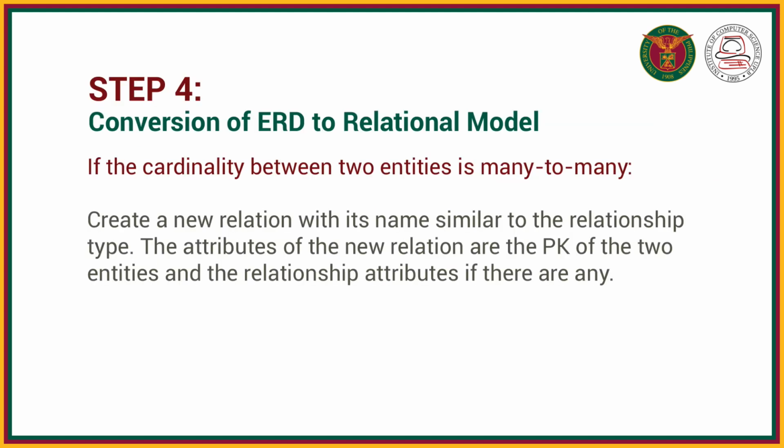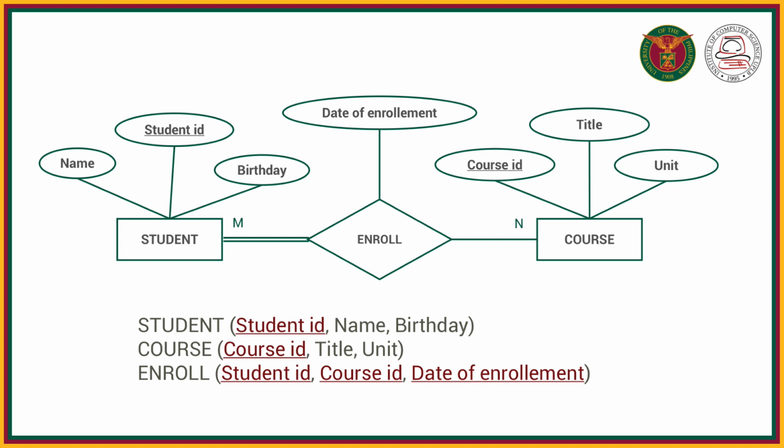Step 4. If the cardinality between two entities is many to many, a new relation is created with its name similar to the relationship type. The attributes of the new relation are the primary keys of the two entities and relationship attributes of the relationship if any. So previously, ang pinag-usapan natin is 1 to many or many to 1. Ngayon naman, many to many yung relationship. So ang gagawin daw natin, we will also create a relation for each of the entities.